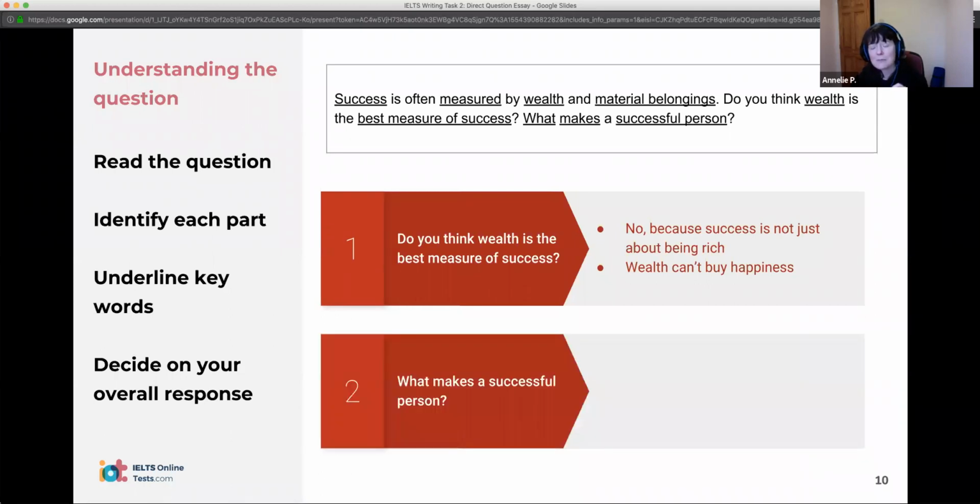So then the second part is what makes a successful person. So in this case, we're going to be looking at some other ways that you can define success or measure success. So what other things make a successful person other than wealth, if we think maybe wealth is not the best measure? Okay, very nice, lovely.